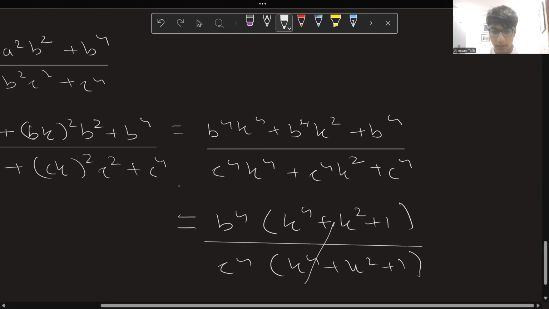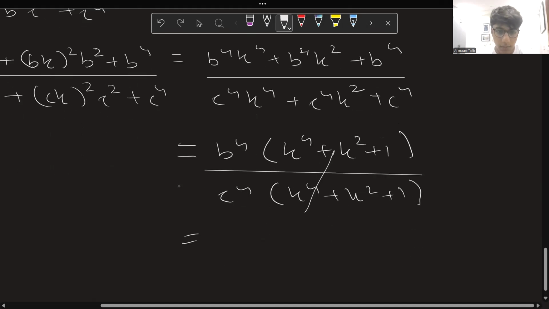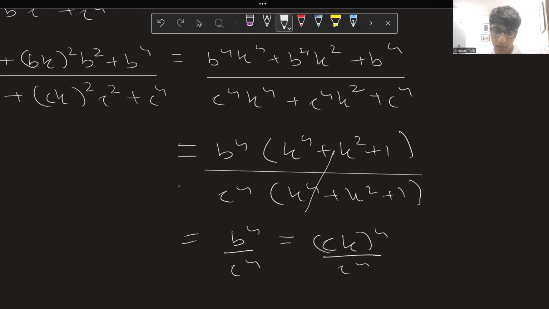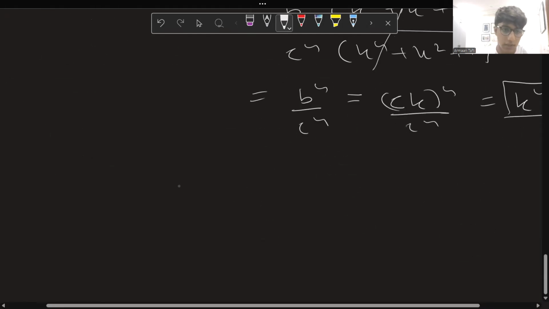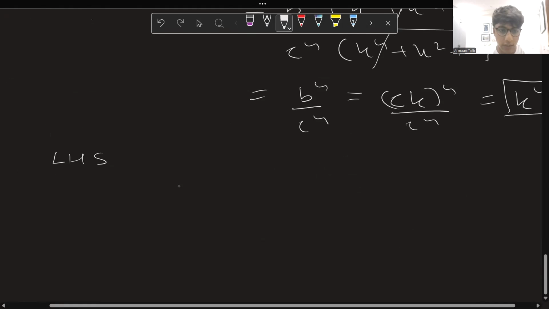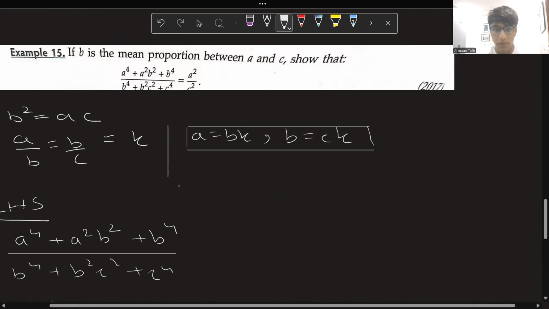Cancel out the like terms, and you get B4 over C4, right? And B we wrote as CK, right? So this is CK to the power 4 by C4, and this just leaves us with K4. So our LHS is equal to K4. Let's write it down here. LHS equals K4. Now, let's move on to the RHS.